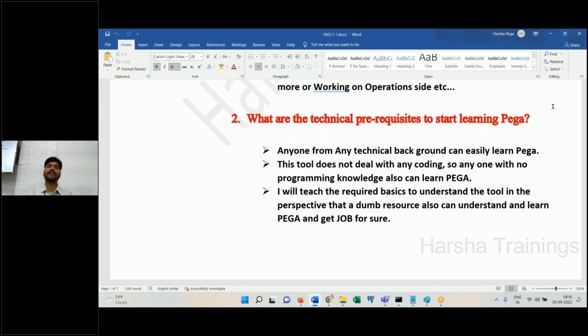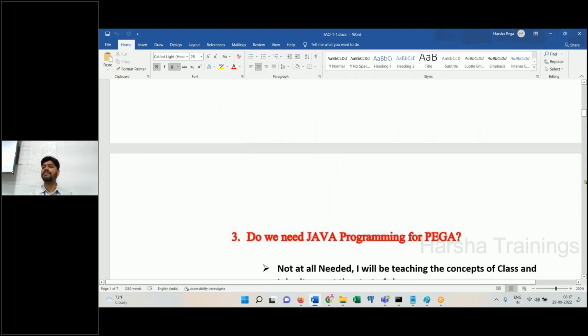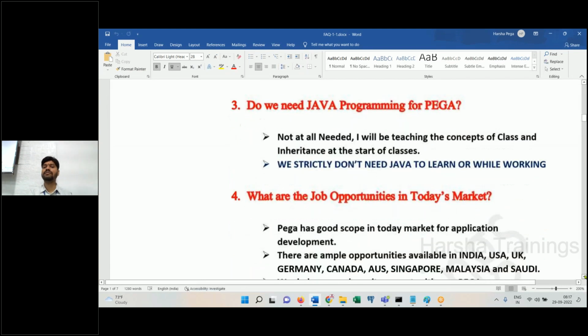What was your background? No matter. But what you have to do today, are you doing the same or not? That is going to make you successful. Understand everyone? Clear? So any background, technically any background, you can start learning Pega.